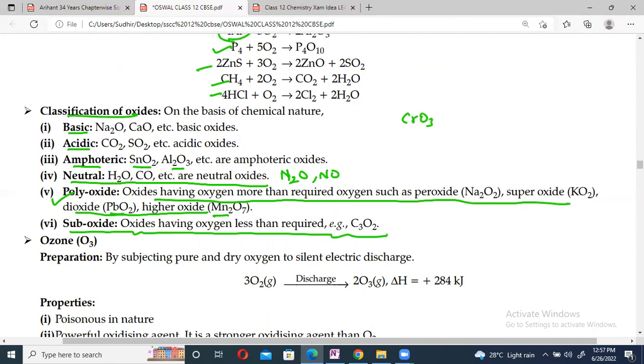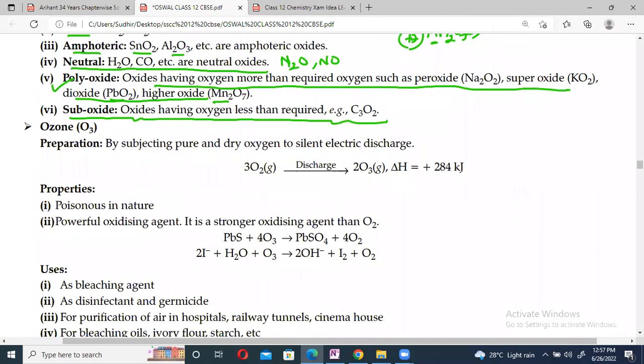That is CrO3. It is an oxide of a metal, but because of having a higher oxidation number, this metal oxide is acidic in nature. In the same way, Mn2O7: 7 into 2 is 14, minus 14, so plus 14 by 2 is plus 7. So it is a metal at the higher oxidation state plus 7. Nature is acidic. In the same way, vanadium pentoxide is an acidic oxide.